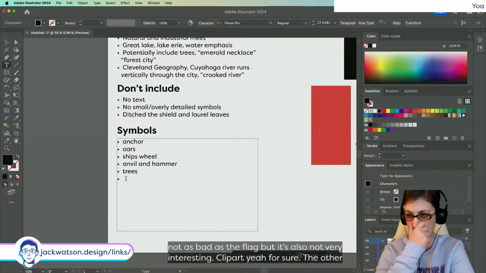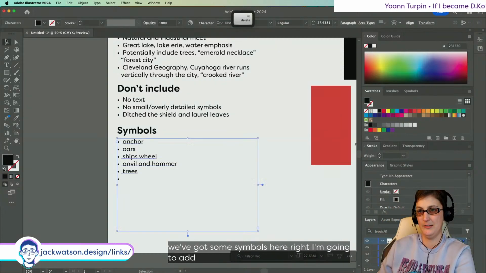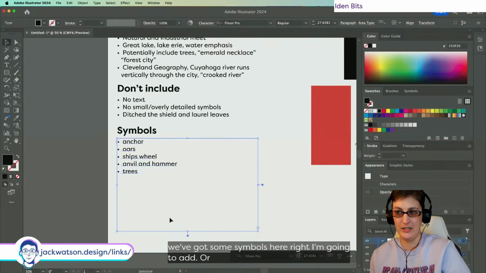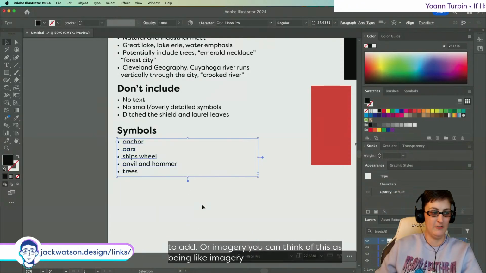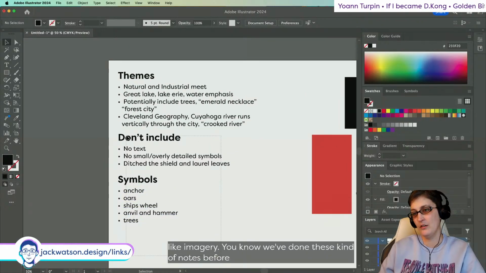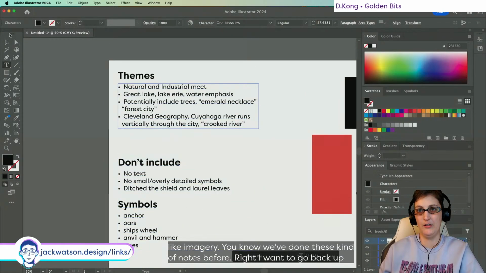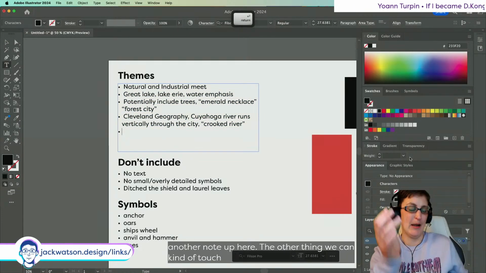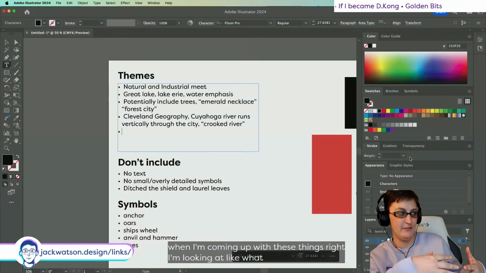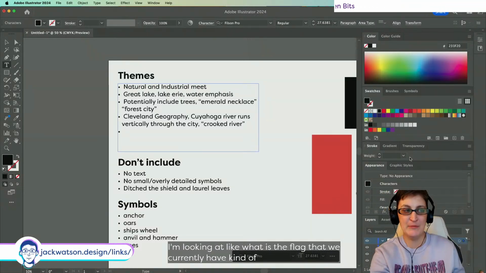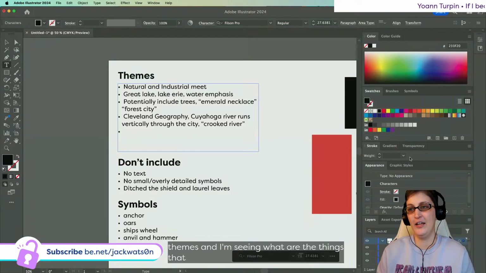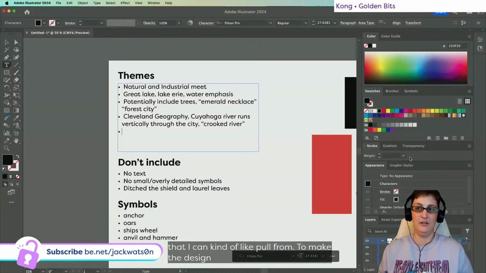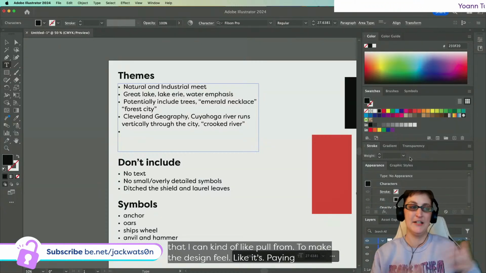The other thing that I want to...so we've got some symbols here, right? I'm going to add imagery. You can think of this as imagery. We've done these kinds of notes before. I want to go back up and add another note up here. When I'm coming up with these things, I'm looking at what the flag that we currently have is rooted in. What are the themes that I'm seeing? What are the things that I can pull from to make the design feel like it's paying homage to the past while it's more modern?